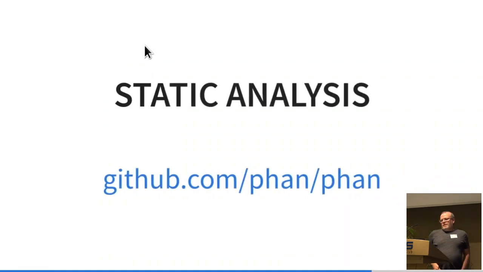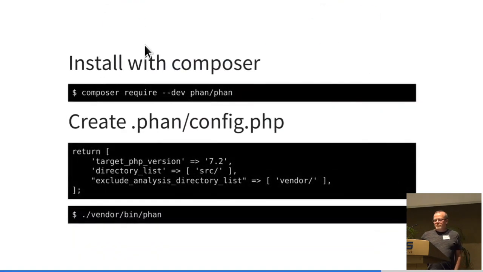So, one of the things that can help you a lot with your code quality and also to upgrade things is static analysis. I started a static analysis project a couple of years ago, called it Fan, very unimaginative. You can get it from GitHub, at fanfan. Easy to install with Composer. Composer require dev fanfan.